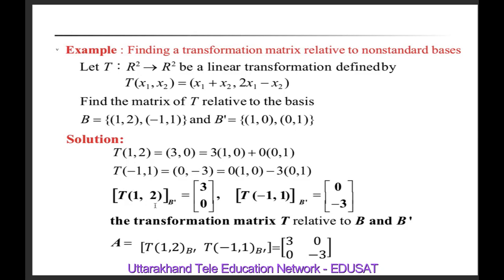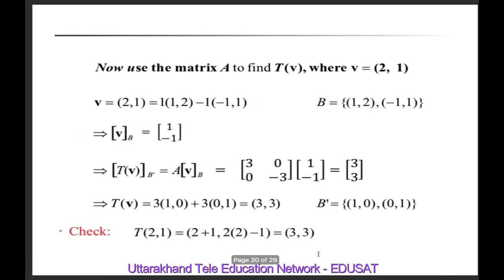Therefore, T(1, 2) relative to B dash is equal to 3 and 0, coefficients 3 and 0. And T(minus 1, 1) relative to B dash is 0 and minus 3. The transformation matrix of T relative to B and B dash is A equal to [T(1, 2)]B dash, [T(minus 1, 1)]B dash. So it is (3, 0) and (0, minus 3). Now we use the matrix A to find TV, where V is given to be (2, 1).